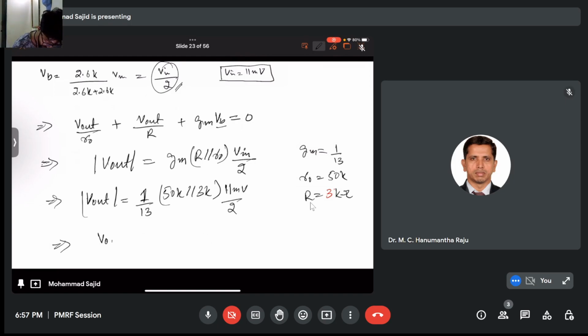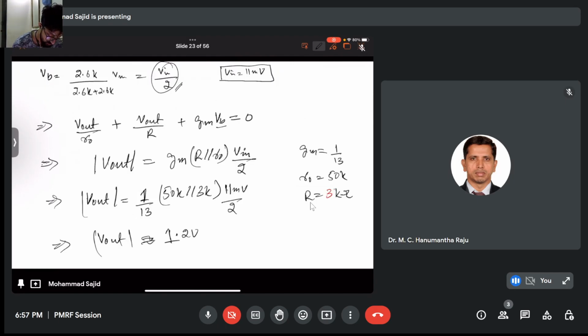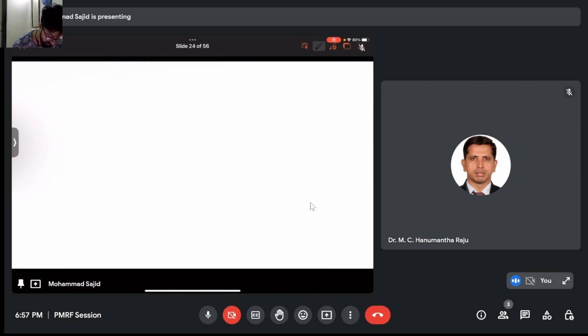Solve this, you will get V output equivalent to around 1.2 volt. This option. Okay. So this was a follow-up question for the previous one.